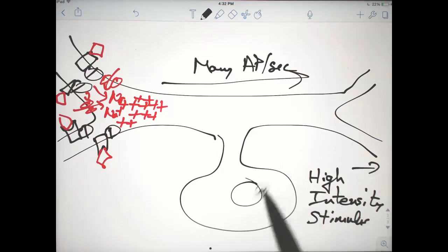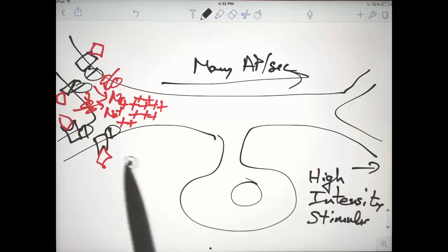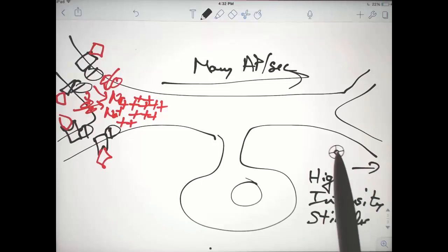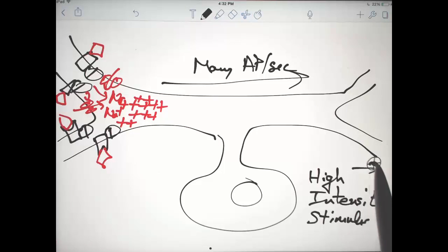And the highest number of action potentials per second that this neuron can produce will be the maximum signal that can be detected and received.